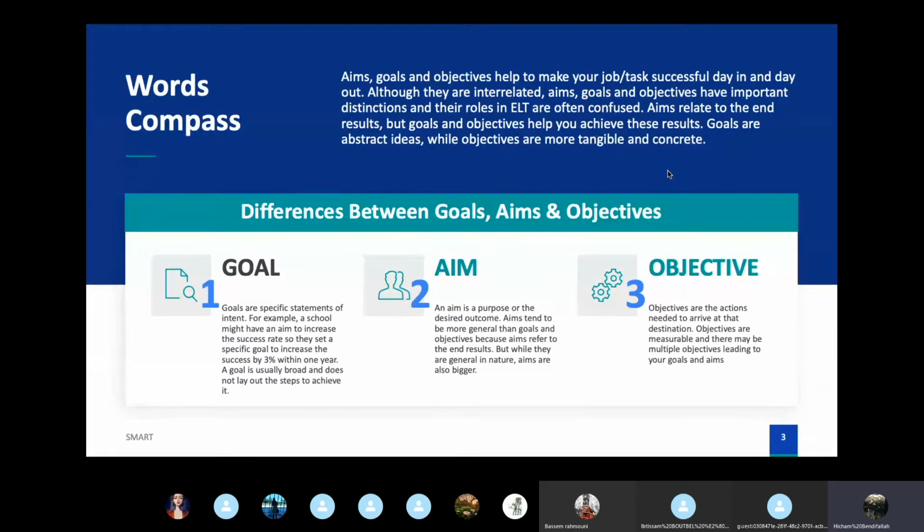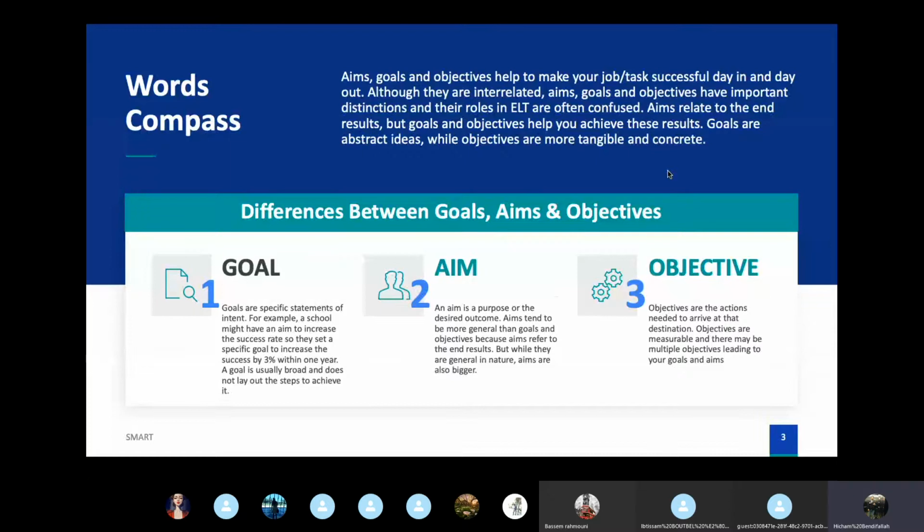Goals, in general, are specific statements, and they've got a general intent. For example, supposing you're at high school and you would like to increase the success rate of your baccalaureate exam students, you make a goal to increase that success rate by 3% within 1 year.